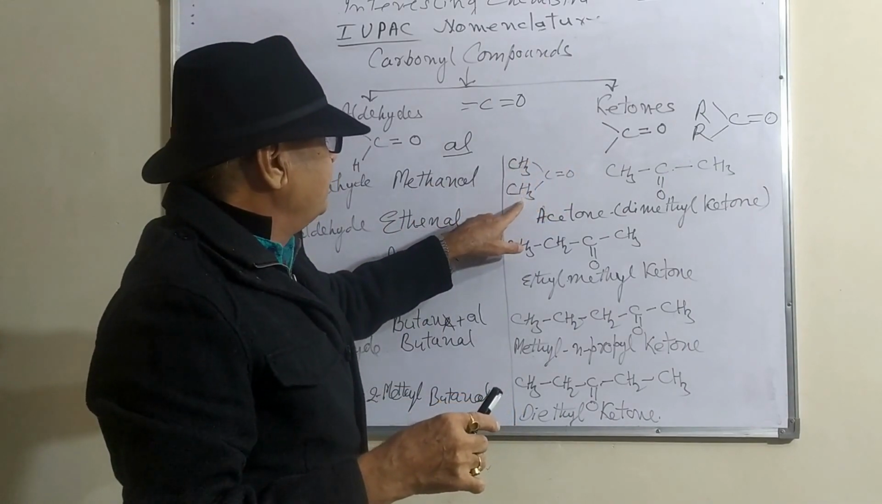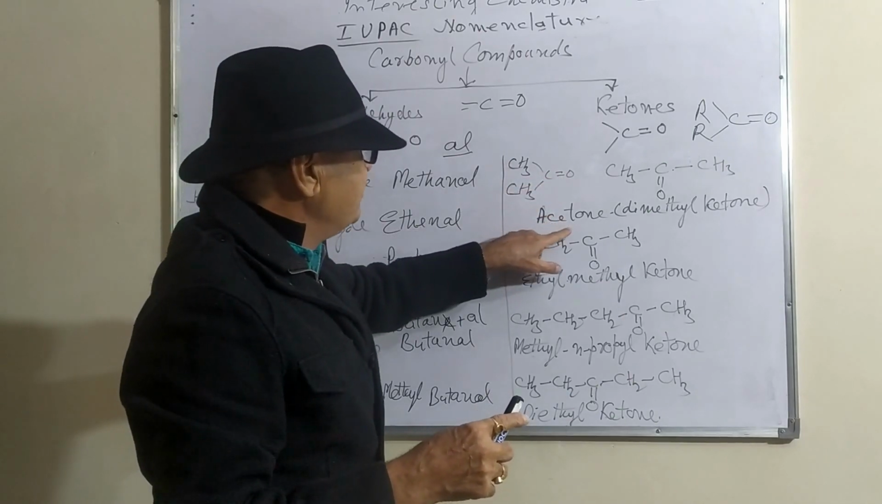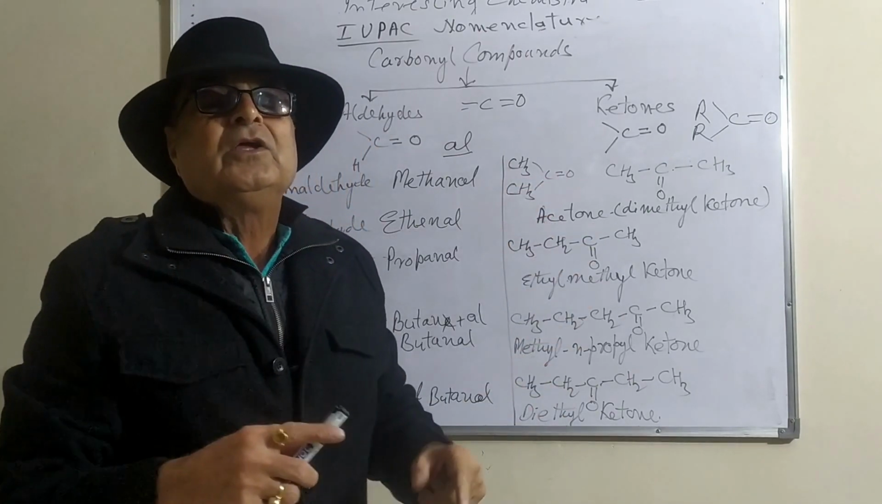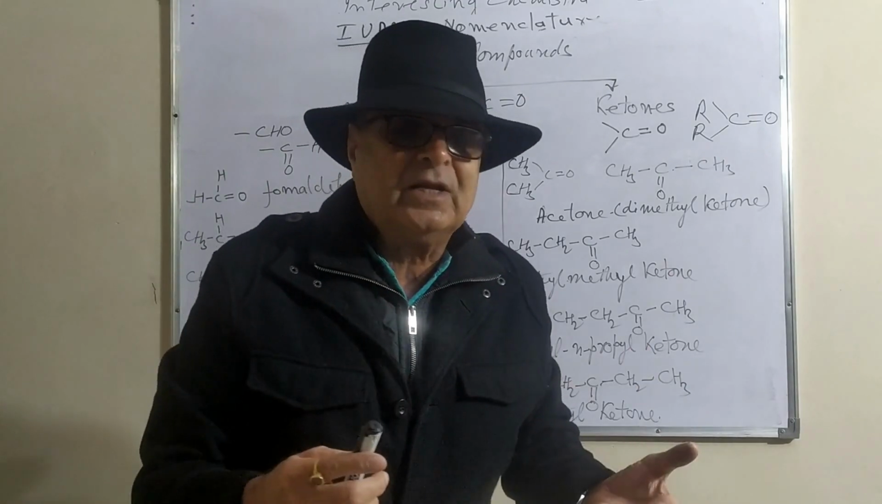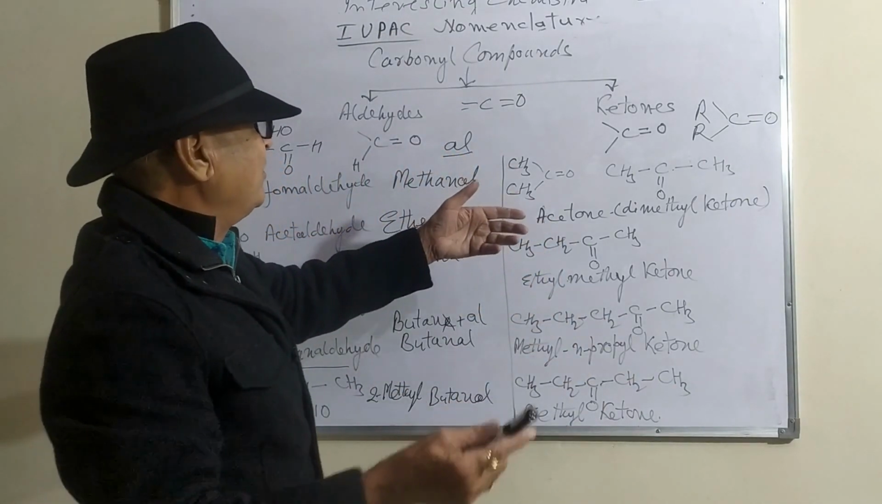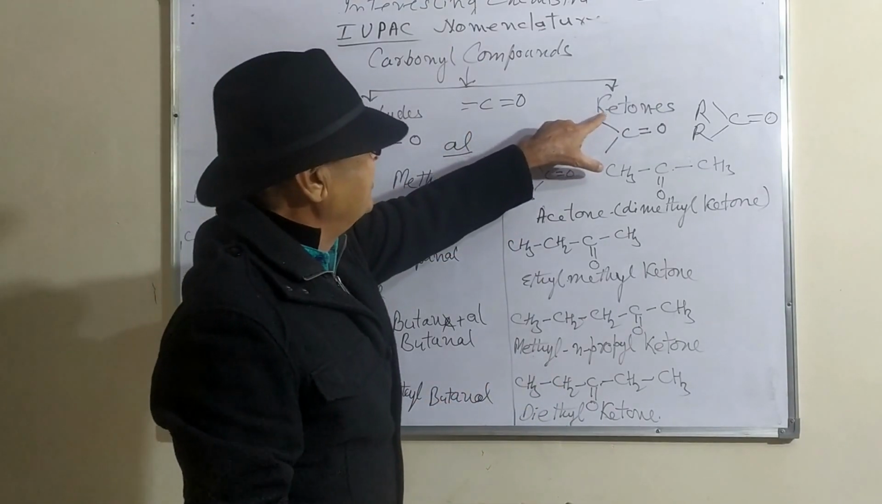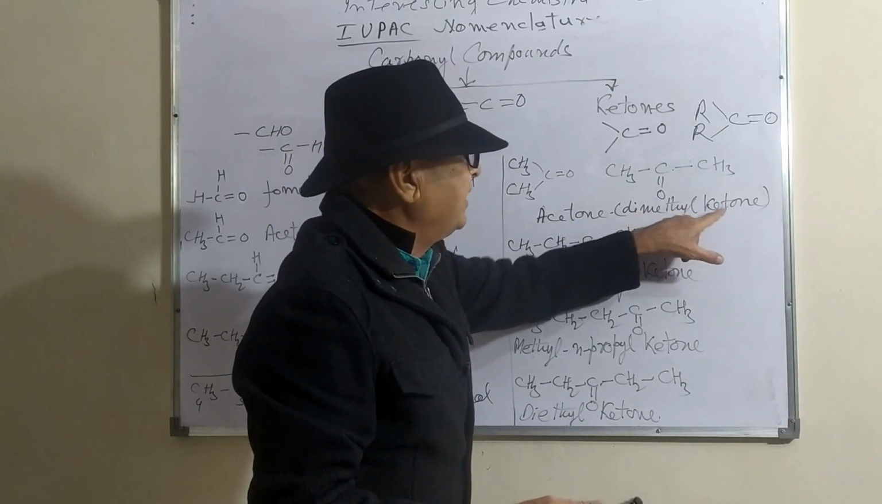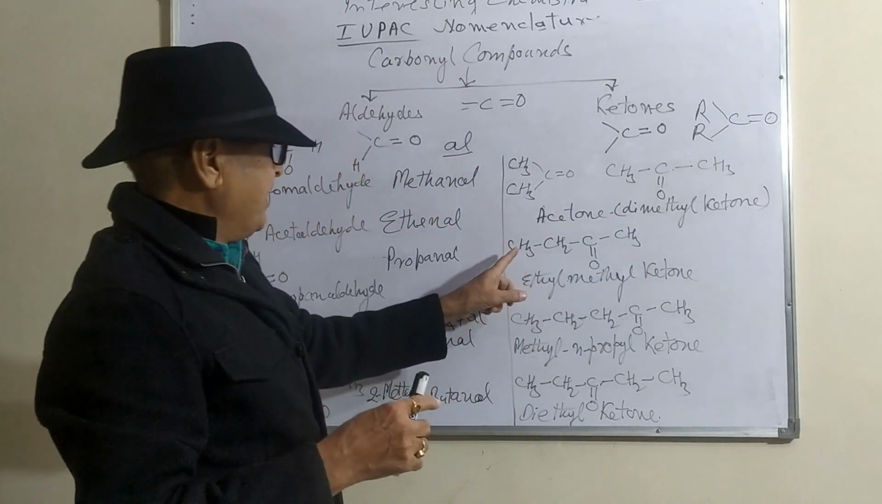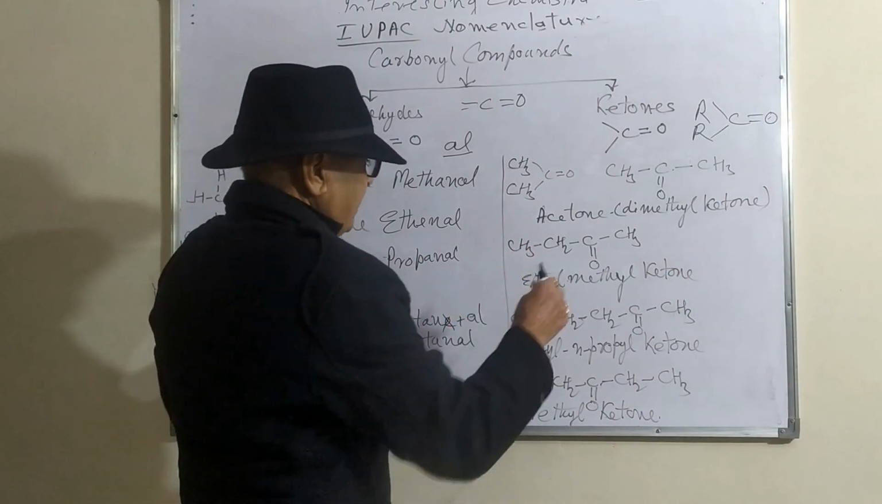So the name of this compound, CH3COCH3, in the old traditional name is called acetone. And again you can say it dimethyl ketone. And the name of this compound? This one is ethyl.